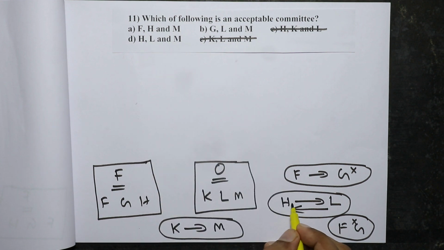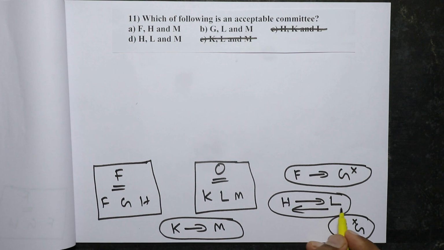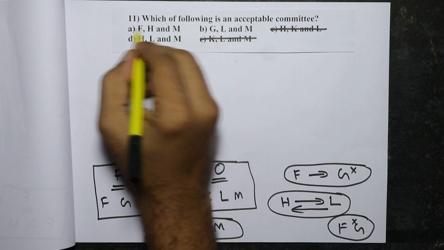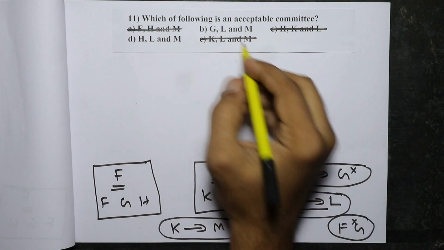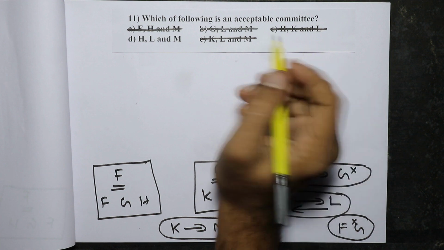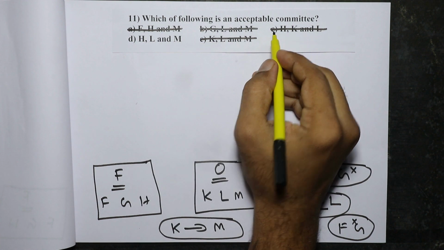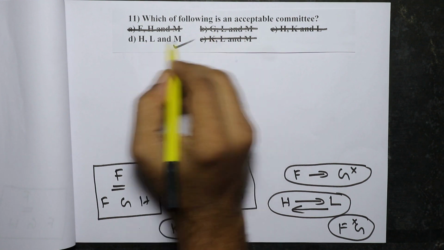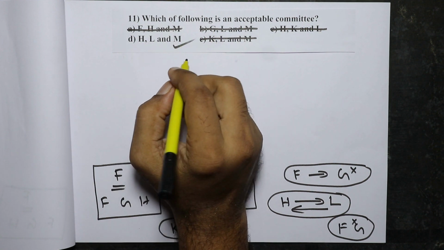Now if H is there, L should be there. Similarly, if L is there, then H should be there. Here H is there, L is not there, so this can be eliminated. L is there but H is not there, so B can also be eliminated. So A, B, C and E have been eliminated. So the only possible answer is option D, that is H, L and M.